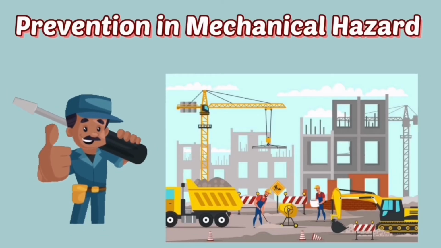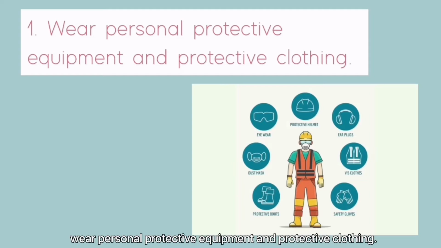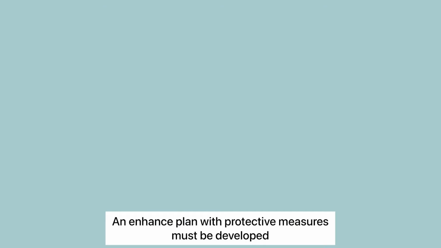Prevention in mechanical hazard. One of the ways to avoid accidents involving machines is to wear personal protective equipment and protective clothing. They must always be in good condition, stored properly, and suitable to be used for the particular hazards.